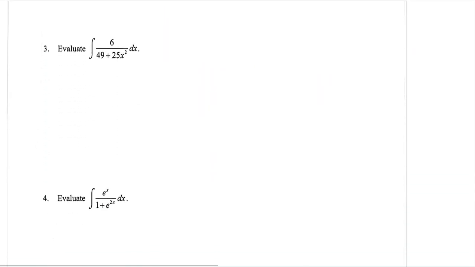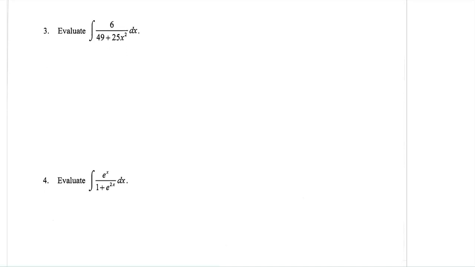All right, question 3. Let's do it again. Notice the lack of square root sign, which means we're going to be using inverse tan. Let's put it in the right form. So let's do our integral here and start with the denominator. The 49 is the same as 7 squared. The 25x squared is 5x squared. So that means 5x is my function.